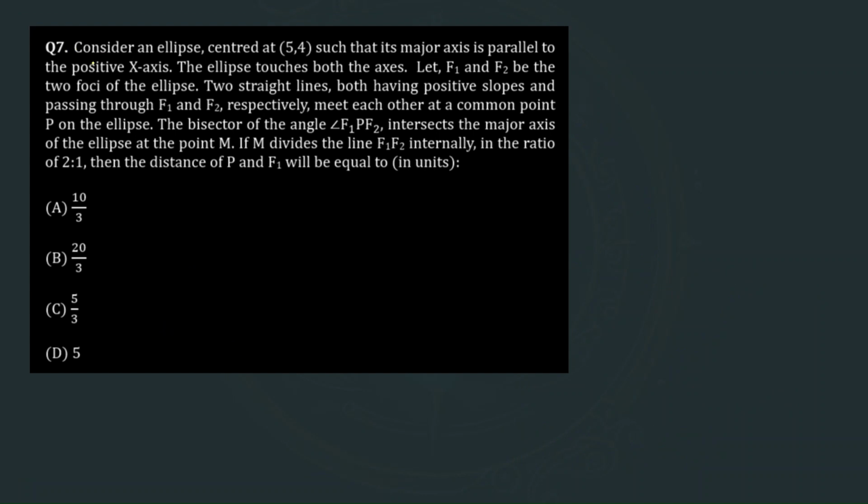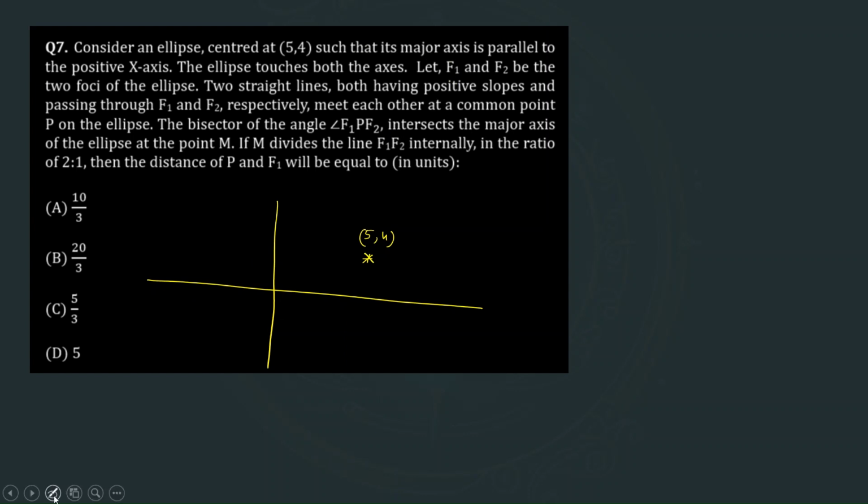This is question number 7. It says, consider an ellipse centered at 5, 4, such that its major axis is parallel to the positive x-axis. Okay. So let us draw a rough diagram in this case. This is, let's say, our coordinate axes. Let me draw it a little clearer. So let's say this point is 5, 4. And its major axis is parallel to the positive x-axis.